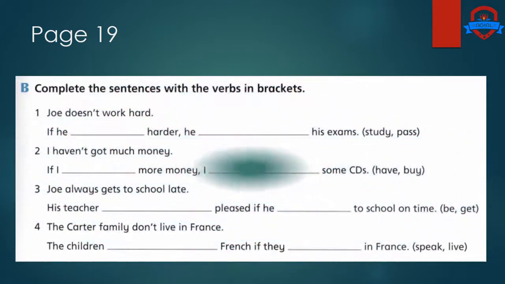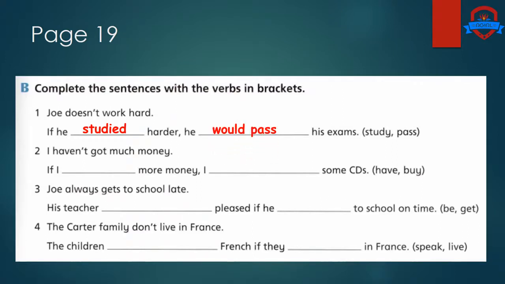Page 19. Exercise B. Complete the sentences with the verbs in brackets. Number 1. Joe doesn't work hard. If he studied harder, he would pass his exams. So, if is followed by past simple, right? If he studied harder, what would happen? He would pass his exams.